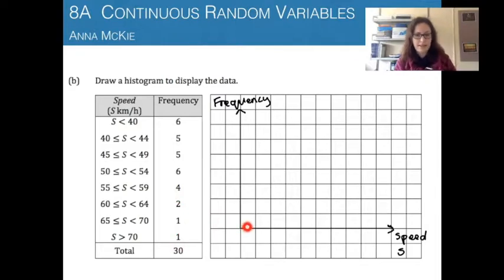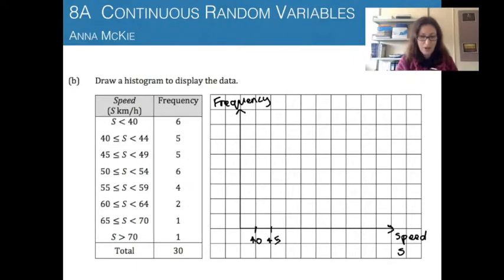Now, where do you start? You're not going to have gaps in between, but in this particular data, this is less than 40. So essentially that's things from 0 up to 40. So we will start at the origin, and we're going to put 40 here. The next one along, we're going to put 45.